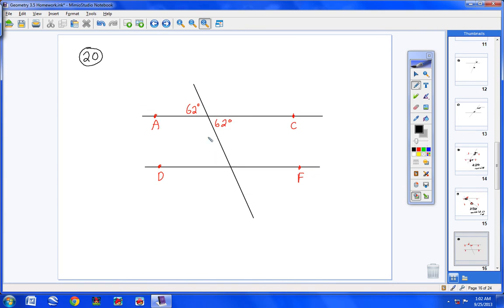All right, number 20. Now, guys, I'm just going to tell you right now the answer is no. There's not enough information. Look, this is 62 and this is 62, and that's fine. But you know nothing about this angle down here. So think about that for a second.